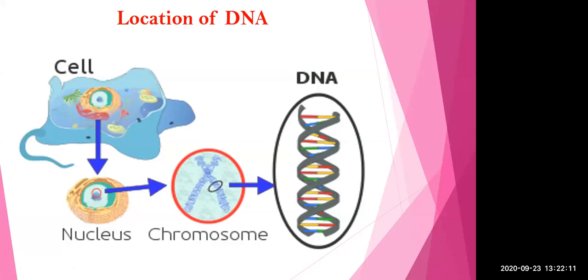It is in a cell, so you can imagine a cell is there. Inside the cell, the nucleus is there. Inside the nucleus, you have chromosomes, and in chromosomes, these DNA strands are packed, right? They are very thin, but they are very long structures. So I hope you have understood the location of the DNA in the cell.